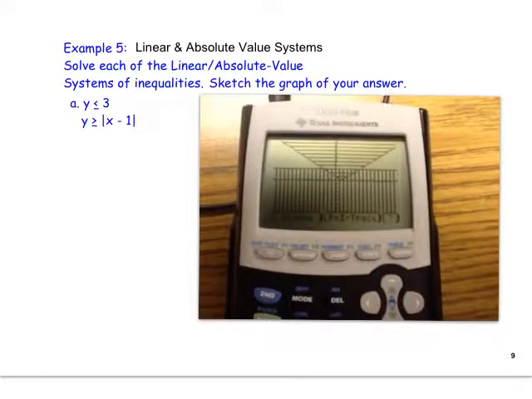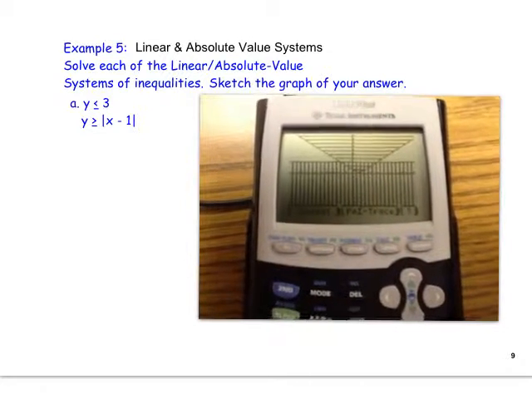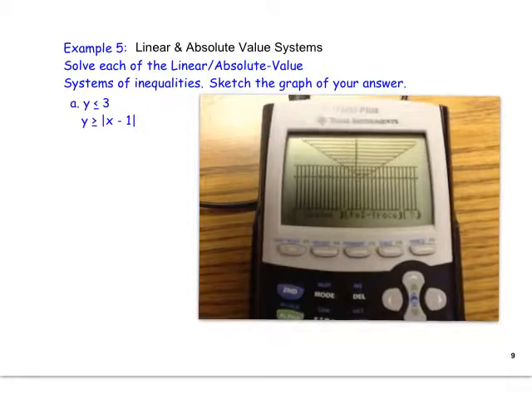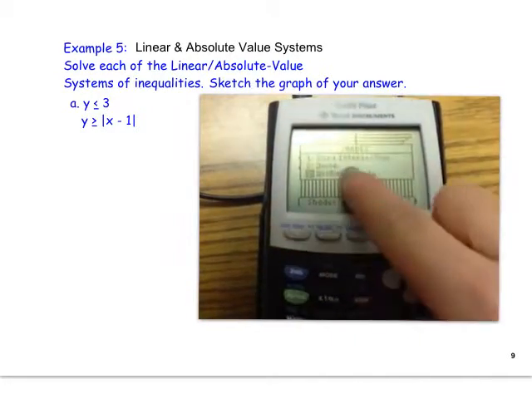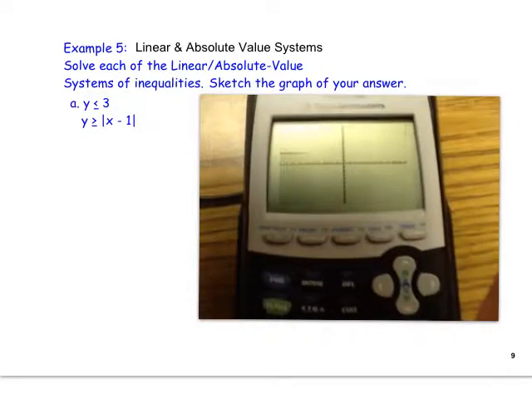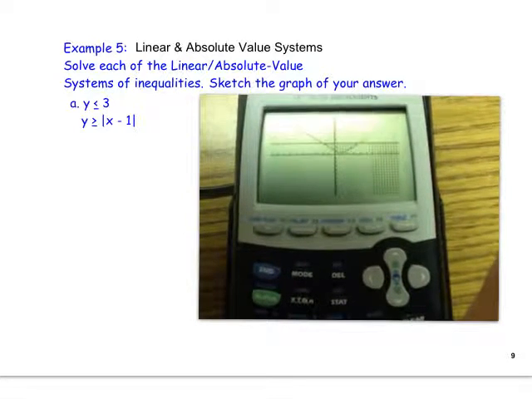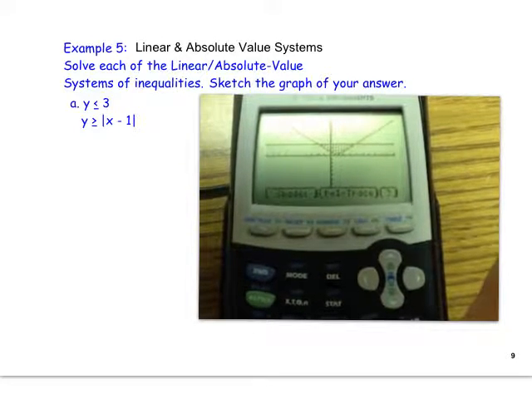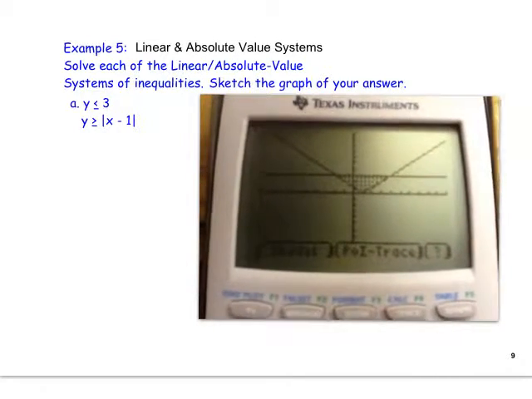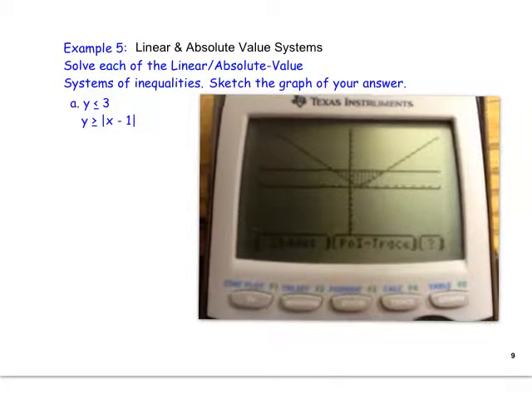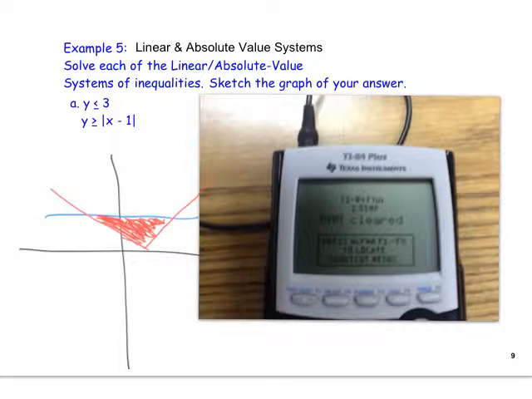We're looking for the solution to the system. The solution to a system, again, I'll remind you, is the intersection of the graph. So I'm going to go to alpha shades, and I'm going to choose the intersection, number 1. So the intersection this time is just that little triangle. Just the part in between the V and the line. Sketch this now on your papers. So here you can see my sketch of the solution to this system of a line and an absolute value inequality. So a linear absolute value system.